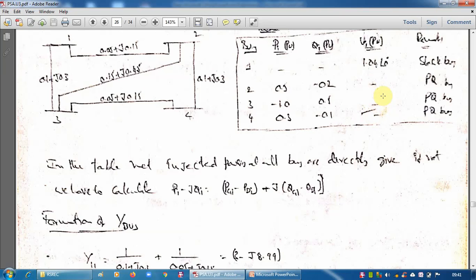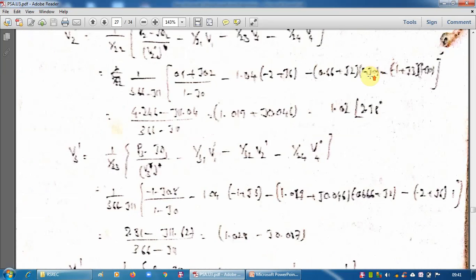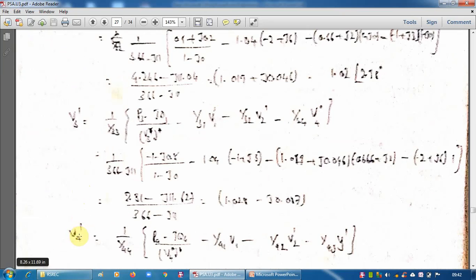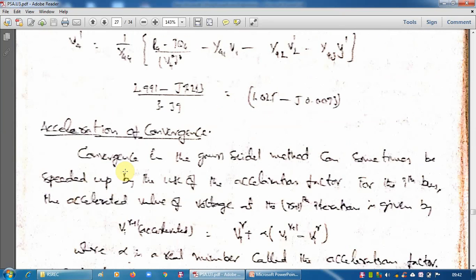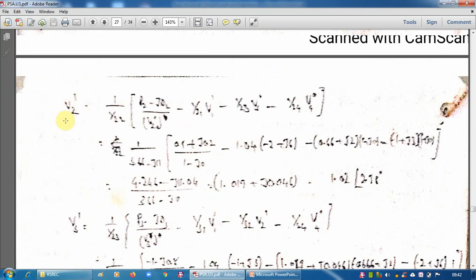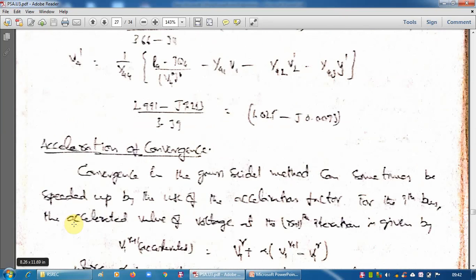So, assuming all those voltages and using these assumed voltages and this constant slack bus voltage V1, we make use of this equation to calculate V2 of 1, that is fresh value, first iteration value. Similarly V3 of 1 and V4 of 1, like that we calculate. Note that as this is the case for only load buses, we need to calculate bus voltage and angles from this equation. That we did.